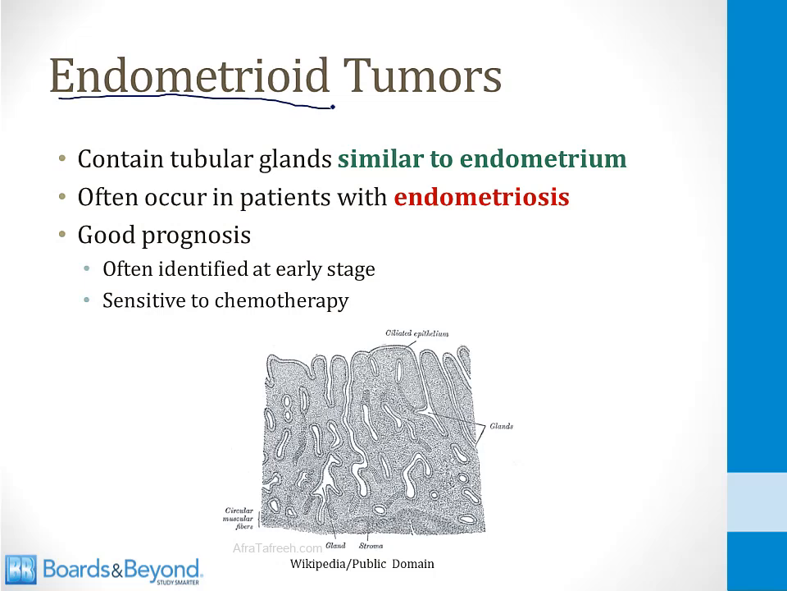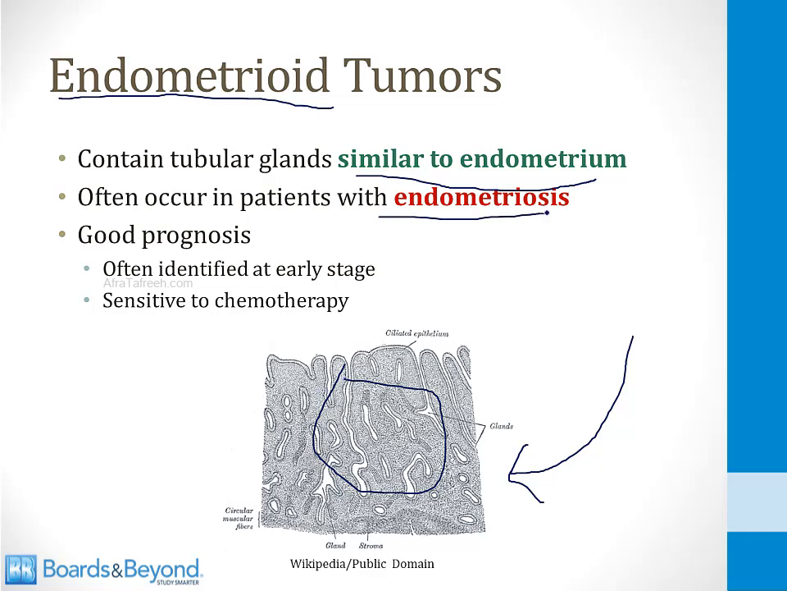These tumors get their name because they contain tubular glands that are similar to the endometrium. So this is a drawing of what the endometrium looks like, and in an endometrioid tumor of the ovary, the tumor contains glands and stroma that look just like the endometrium. If you know that this tumor looks like the endometrium, then it's easy to remember that it often occurs in women who also have endometriosis, which I talk about in another video.